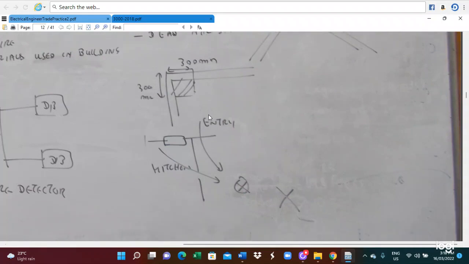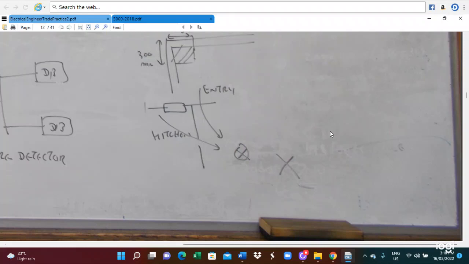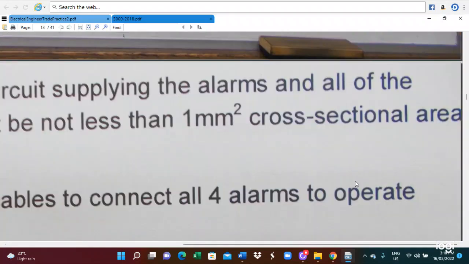Sometimes at the kitchen, if you install one in front of the kitchen, the kitchen produces normal smoke. So the smoke detector will only sense the kitchen smoke and send a wrong signal. This is why we cannot install that kind of smoke detector close to the kitchen. This is also an important aspect.